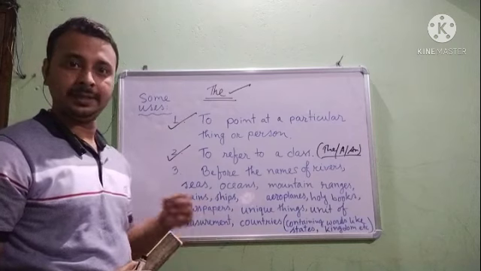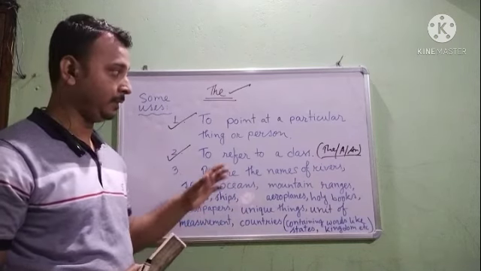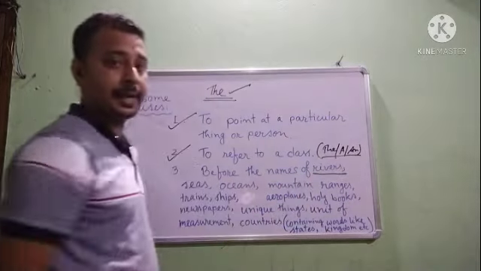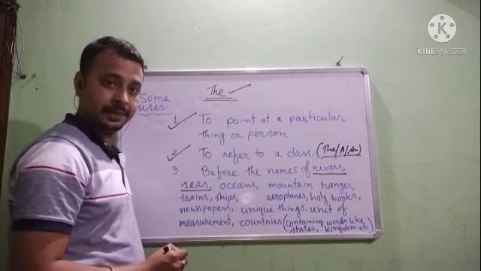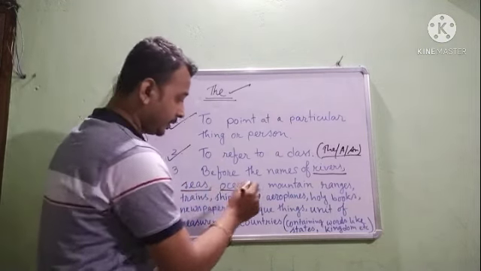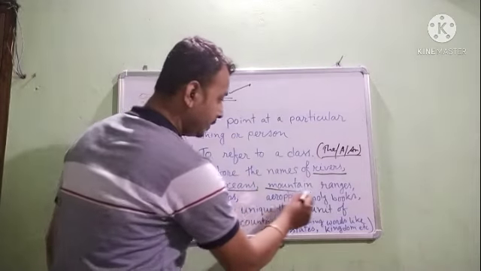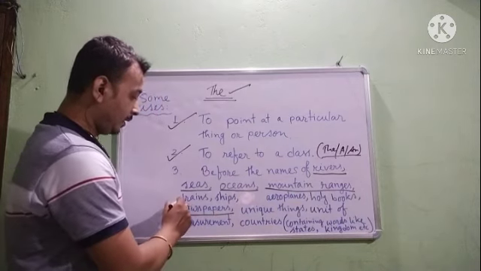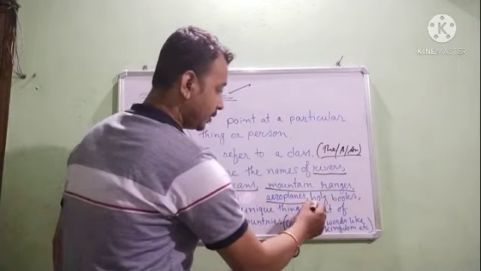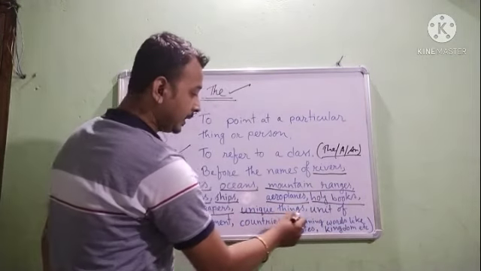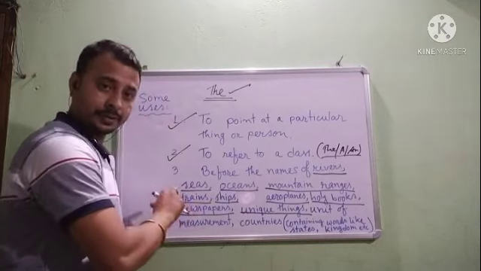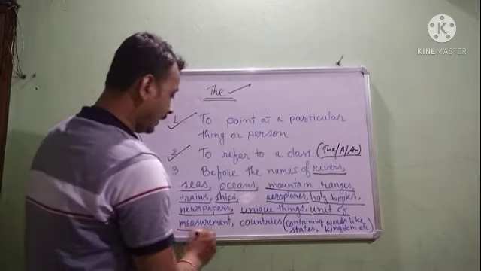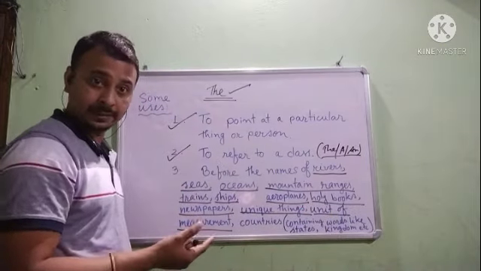So you will note down, I know already you have taken your copies and pens and you will note down the things. Okay, before the names of rivers, we use the. Before the names of seas, we use the. Before the names of oceans, we use the. Then mountain ranges, we use the. Newspapers, we use the. Trains, ships, aeroplanes, holy books, unique things, we use the with all these names of things, or units of measurement, like by the meter, by the dozen, we can say.